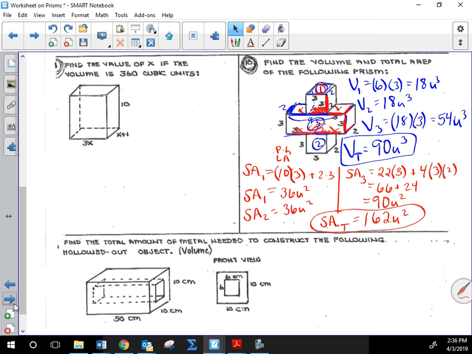Questions with that? Alright. I'm going to pause there. Let's take a look at our cylinders. Cylinders. You thought it couldn't get any better than this. I like the cylinders better, actually.